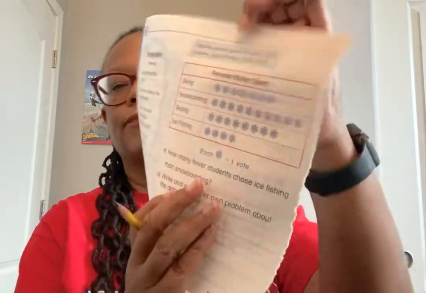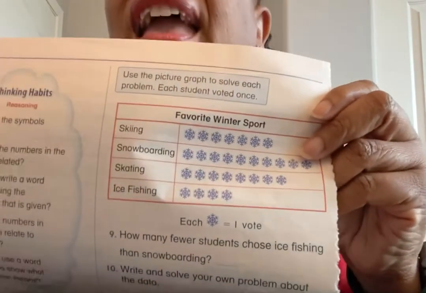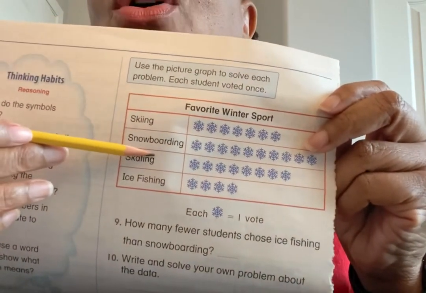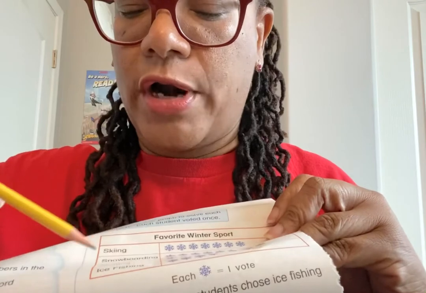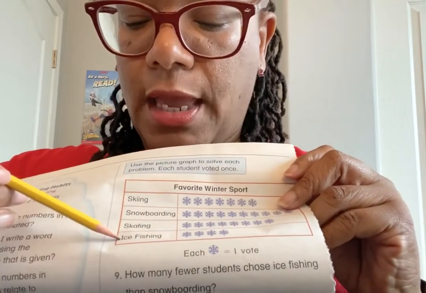How do the numbers in my problem relate to each other? Which is more, which is less? How can I use a word problem to show what an equation means? And I'm so glad that you learned how to do that. Let's look at favorite winter sport. We have skiing and snowboarding, skating. I had to look down because it's hard to read upside down. And ice fishing.